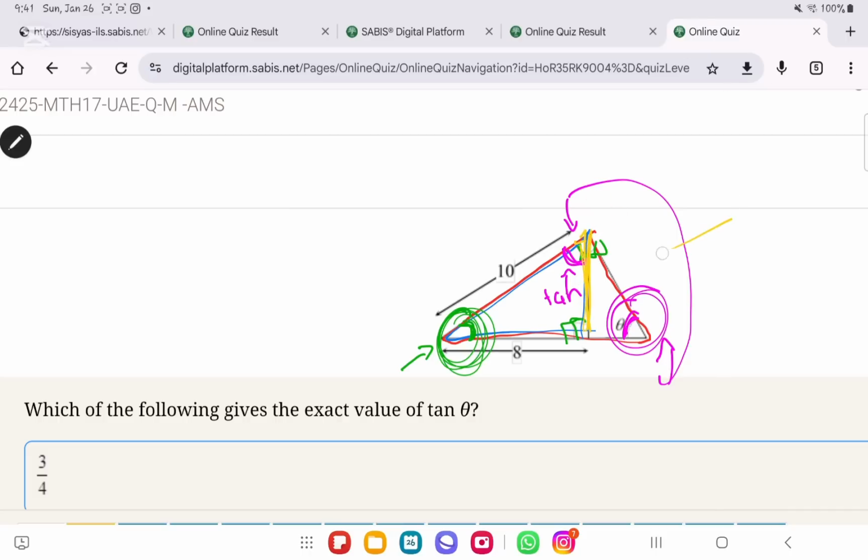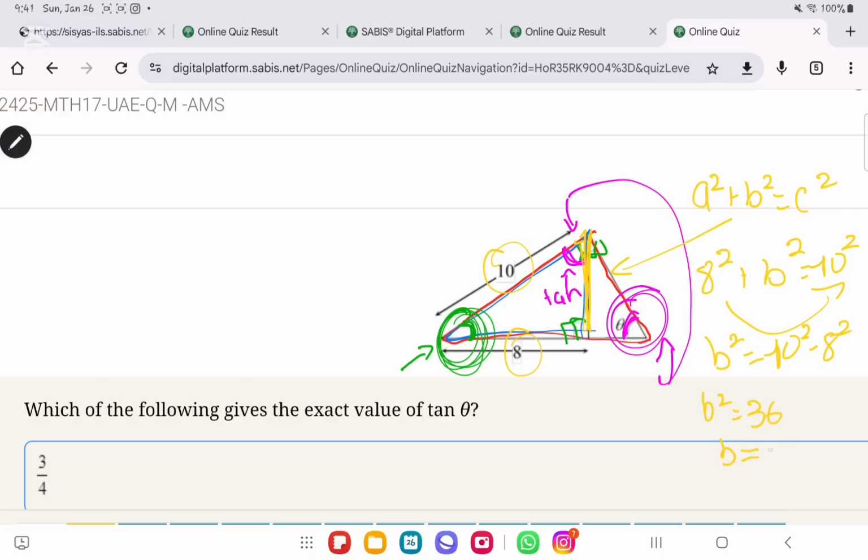To find this side over here, very simply, we can apply Pythagorean theorem, which is a squared plus b squared is c squared. But here we have the hypotenuse on the side, and we need to find another side. So it's gonna be a squared plus b squared equals c squared. We have a squared, which is 8, plus b squared we need to find is equal to 10 squared. So move it to the other side. B squared is equal to 10 squared minus 8 squared. And then b squared is equal to 36, so b is equal to 6. So now we have the value of b over here, which is 6.